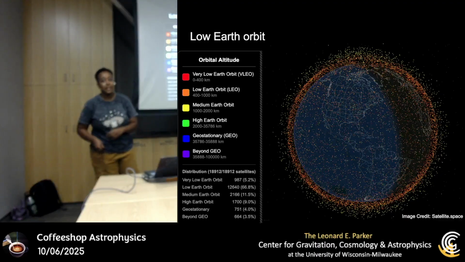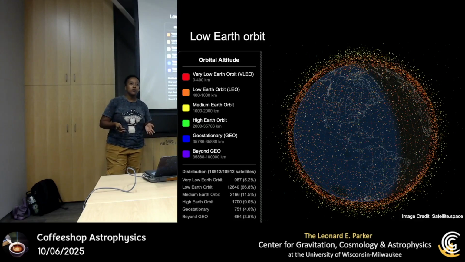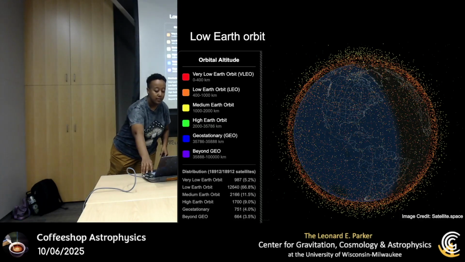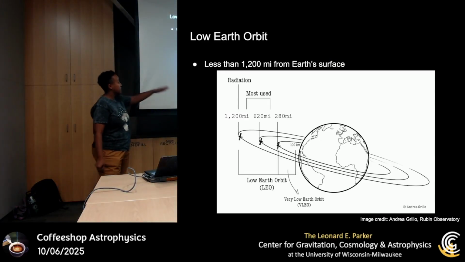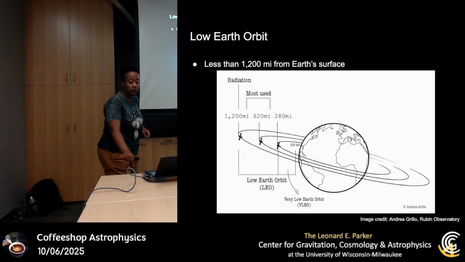So the first one is low Earth orbit. Most satellites that are used for science are in low Earth orbit. And this is an area that's less than 1,200 miles from Earth's surface. Most satellites exist in around 400 to 800 miles from Earth's surface.